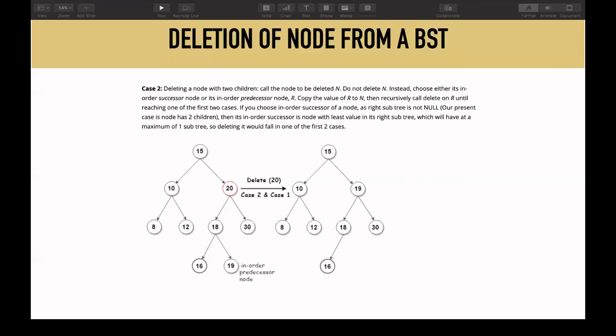Okay, now why am I saying you find the largest value? It is because if I replace 20 with the largest value present in the left subtree of 20, then all the nodes that will be in the left subtree of that largest value, I mean, after replacing 20.